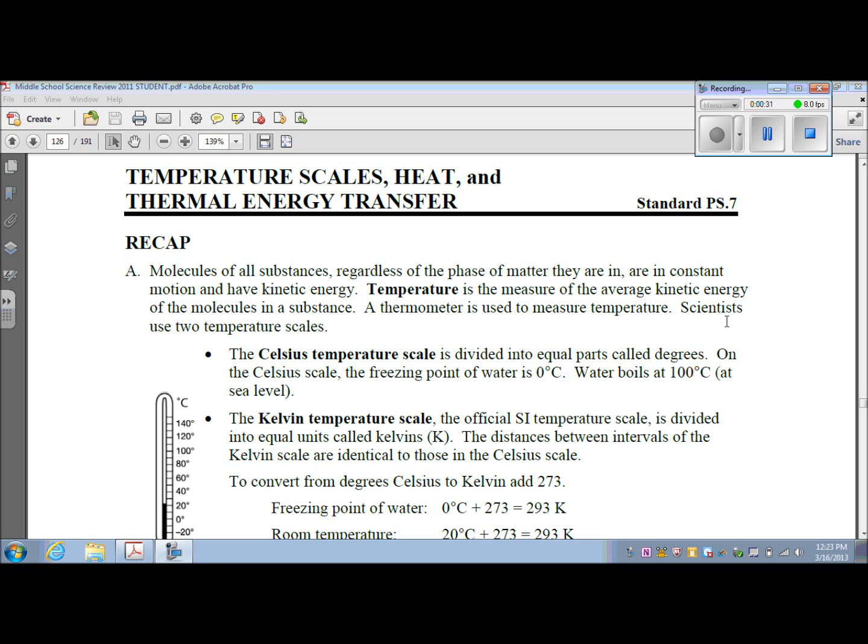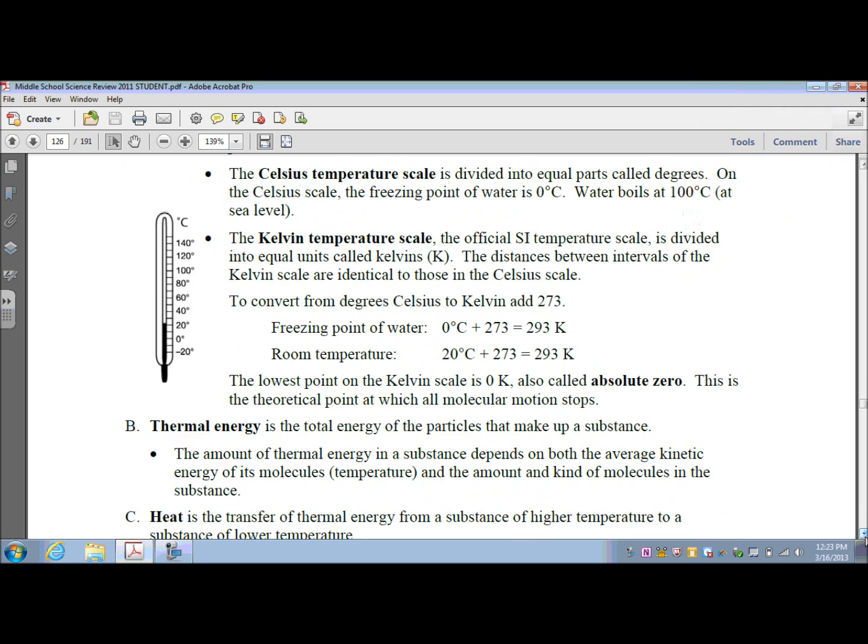Scientists use two temperature scales. The Celsius temperature scale is divided into equal parts called degrees. On the Celsius scale, the freezing point of water is 0 degrees Celsius, and water boils at 100 degrees Celsius at sea level. The Kelvin temperature scale is the official SI temperature scale, and is divided into equal units called kelvins, noted with a capital K. The distance between intervals of the Kelvin scale are identical to those of the Celsius scale.